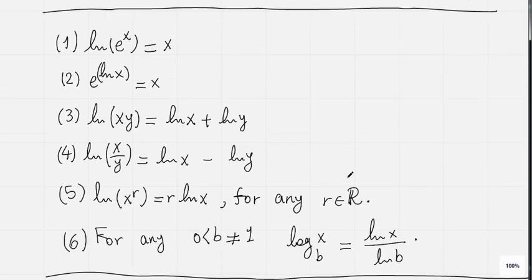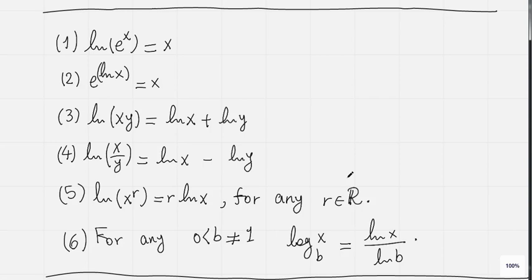Okay, what properties are we going to talk about today? The first property is that ln e to the x is equal to x, and e to the ln x is equal to x as well. If you already know that e to the x and ln x are inverses of each other, these two properties are trivial.